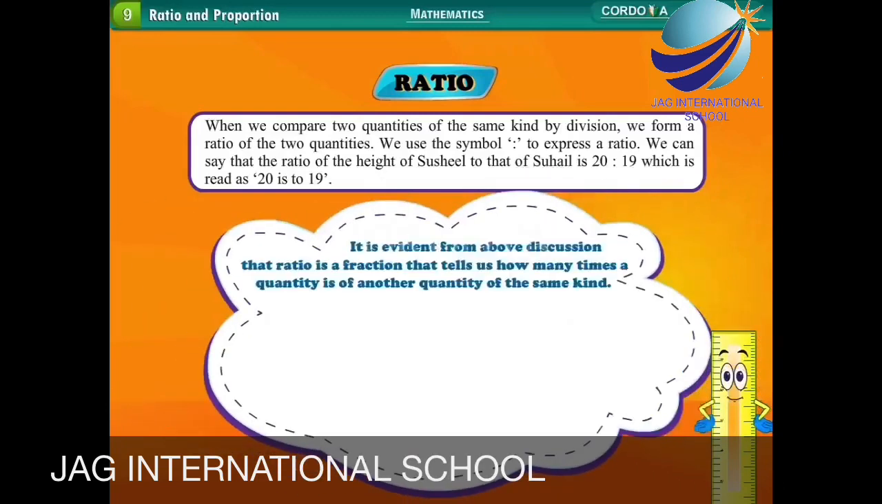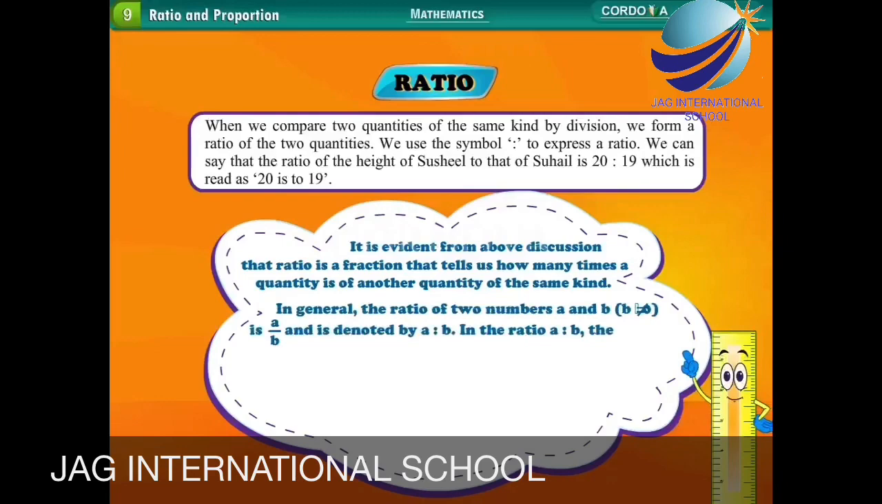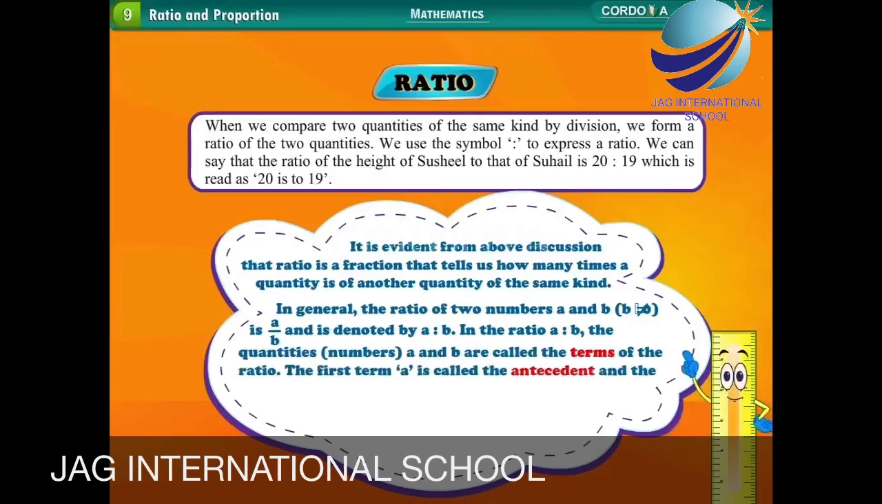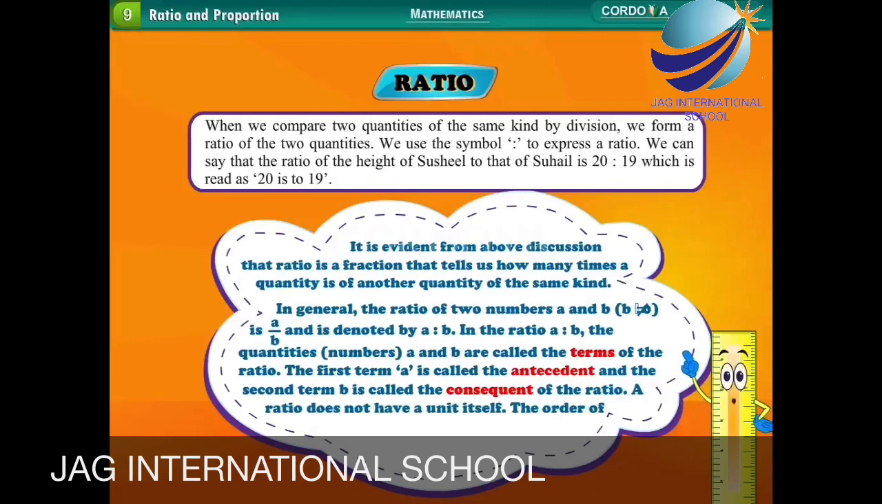It is evident from the above discussion that a ratio is a fraction that tells us how many times a quantity is of another quantity of the same kind. In general, the ratio of two numbers a and b, b not equal to 0, is a upon b and is denoted by a:b, read as a is to b. In the ratio a:b, the numbers a and b are called the terms of the ratio. The first term a is called the antecedent and the second term b is called the consequent of the ratio. A ratio does not have a unit itself. The order of the terms in a ratio is very important. The ratio a:b is not the same as b:a.